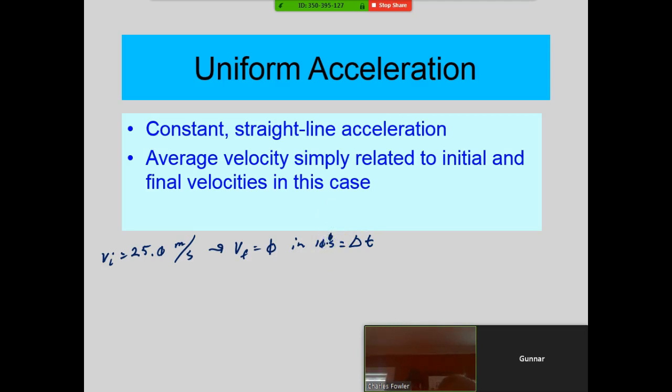3 significant digits. Well, it comes to a stop in 10 seconds when the driver slams on the brakes. How far did the car travel while stopping? So the question here is your d, the distance. That's what we don't know. How far did the car move while it was trying to stop?